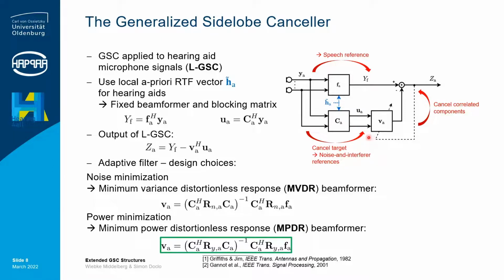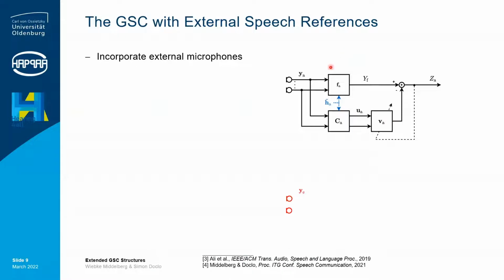However, it has also been shown in literature that an MPDR implementation is more sensitive towards RTF vector mismatches, meaning that if this a priori RTF vector here is not ideal, it might actually be that some target speech leaks into our noise and interferer references, and that the adaptive filter, in the case of an MPDR implementation, actively cancels the target speech components. Now we know how to exploit the a priori RTF vector. However, the question remains how to incorporate the external microphones into the processing.